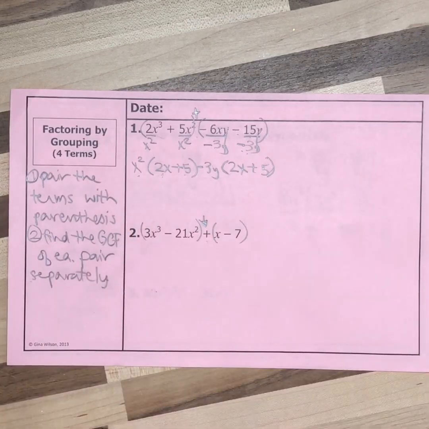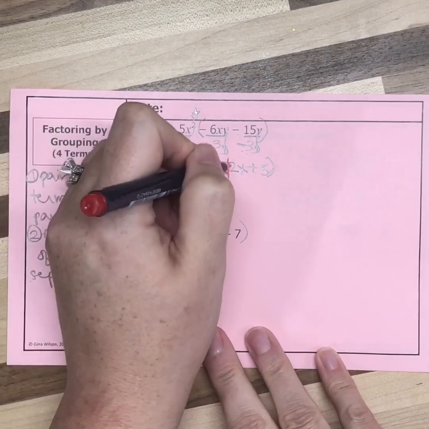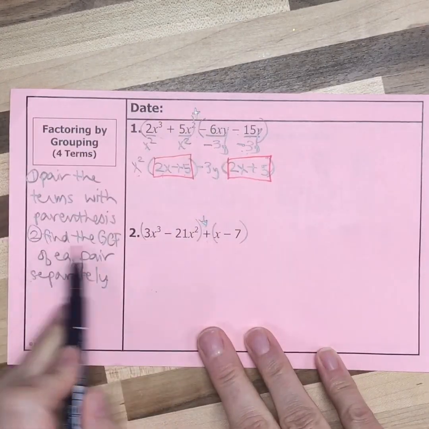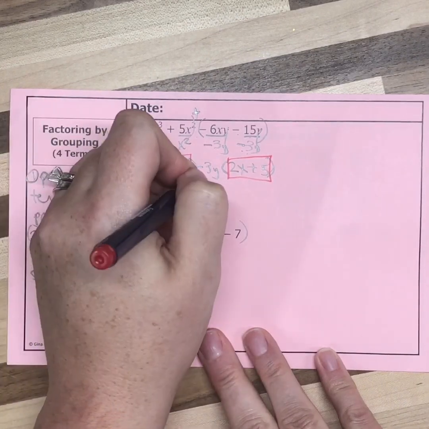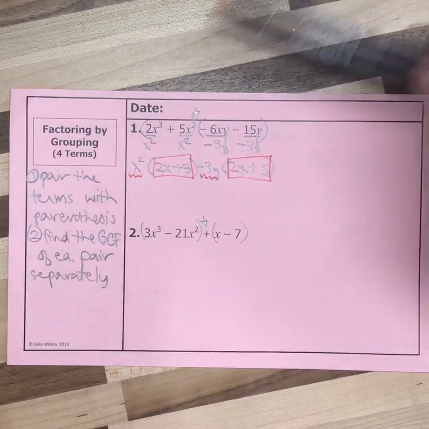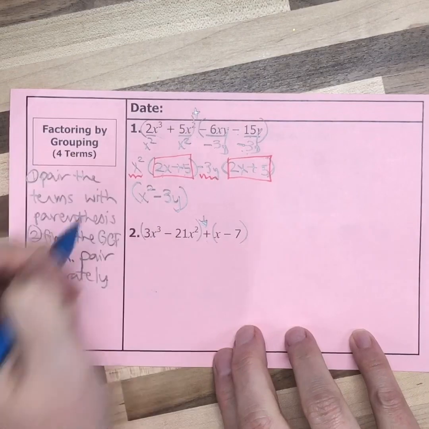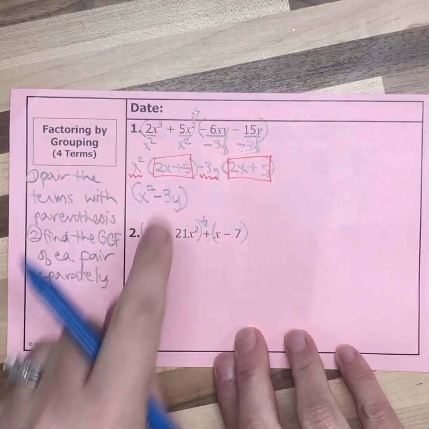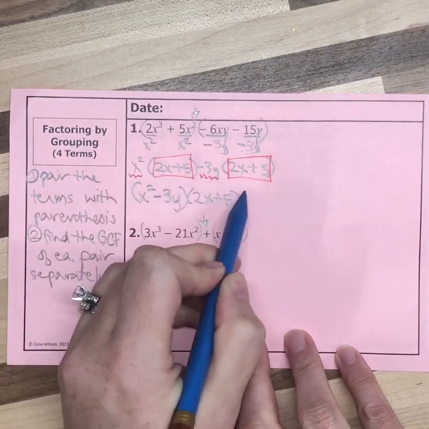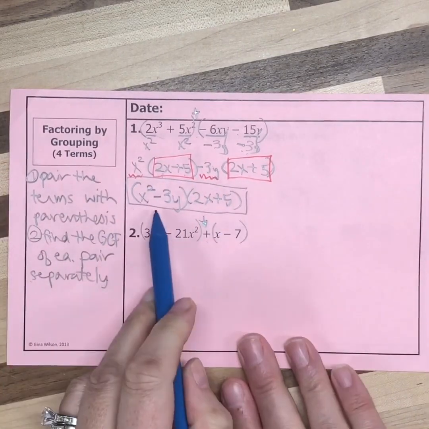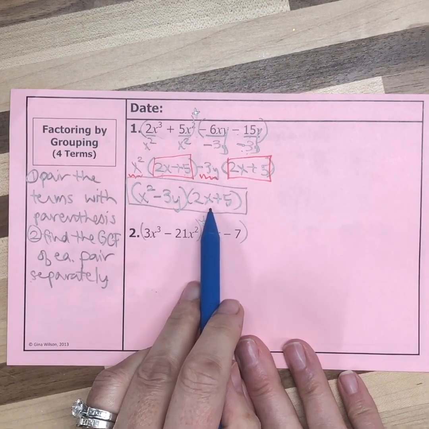Now, this is good because remember how I said the stuff inside the parentheses after you find the GCF of each pair? We want these to match. Then we just take the GCFs that we found, and those become one pair themselves, or the first factor. The second factor is what they had in common that had to match. So the final answer is x squared minus 3y times 2x plus 5y.